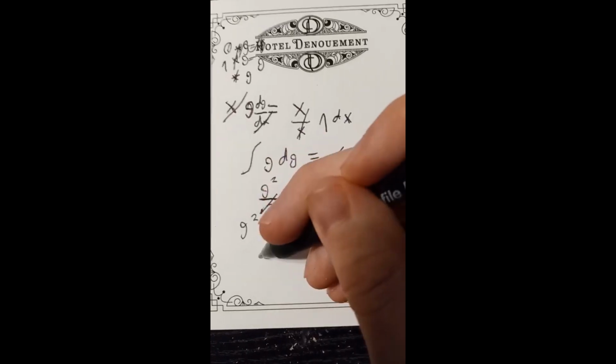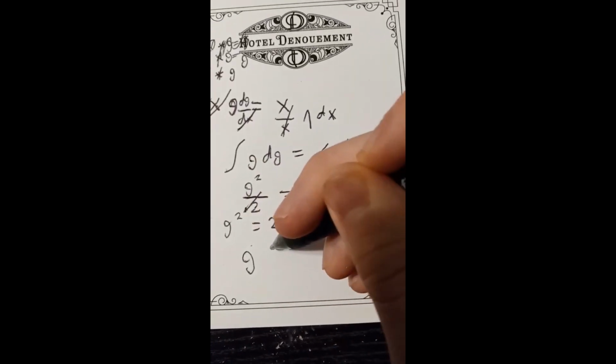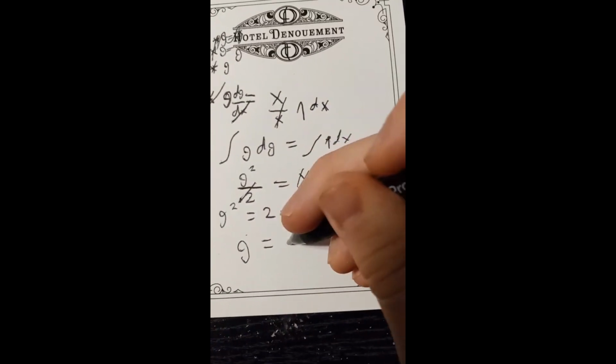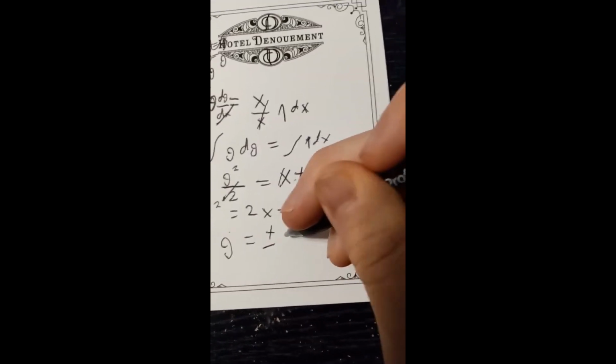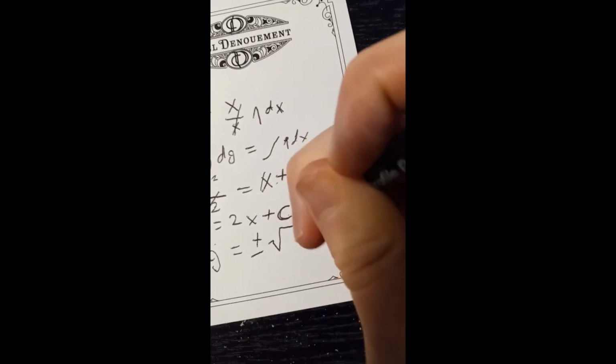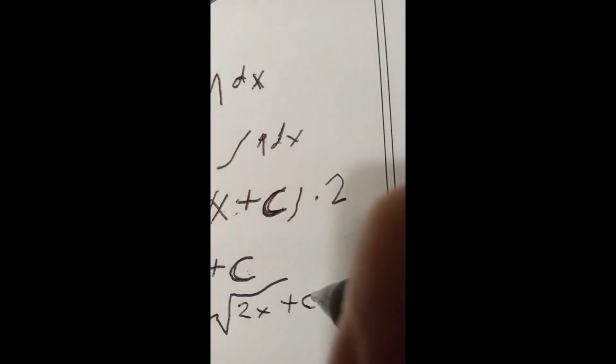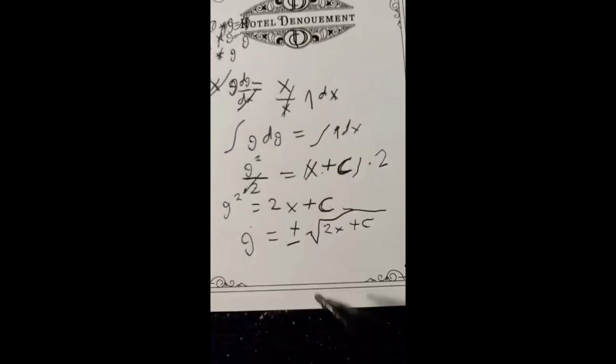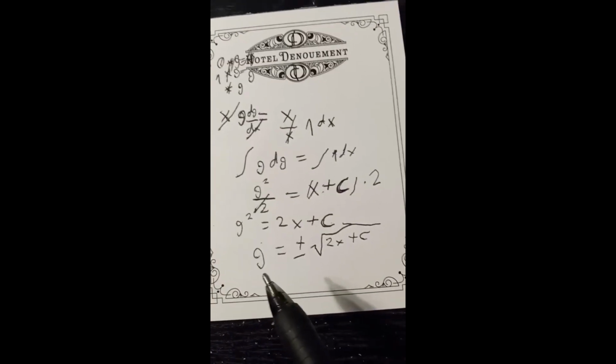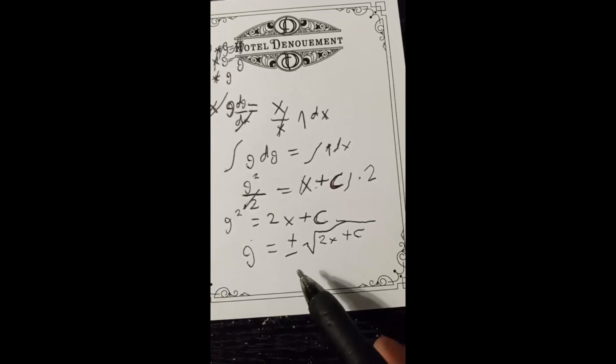And so all that's left is we're going to take the square root of both sides. So we got positive negative square root of 2x plus c. And that is our solution for xg, as you can see right here.